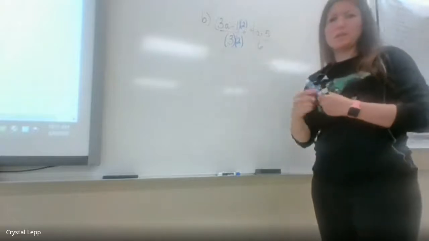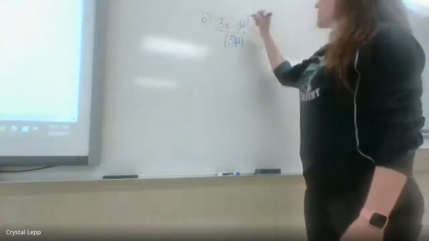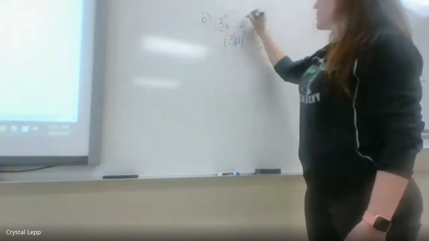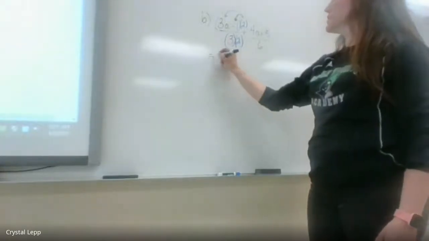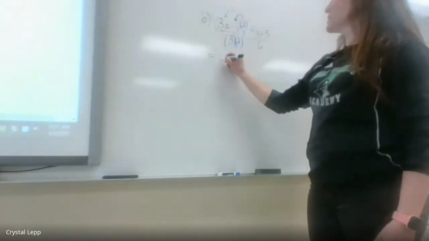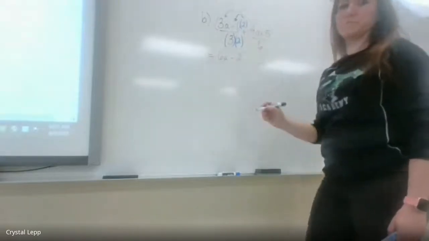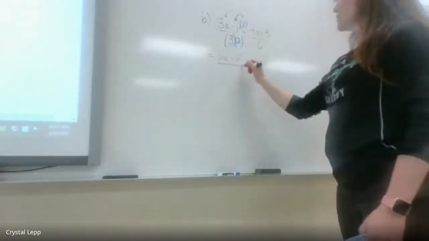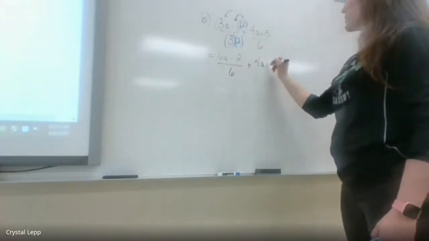Now the catch is, on the last one I was multiplying monomials. There's only one term in the top. This one there's 2, so I have to make sure I multiply both of those top terms by the 2. So I'm going to get 2 times 3a, which is 6a, minus 2 times 1, which is 2, all over 6. And then this one stayed the same because I didn't have to do anything to make it a common denominator.